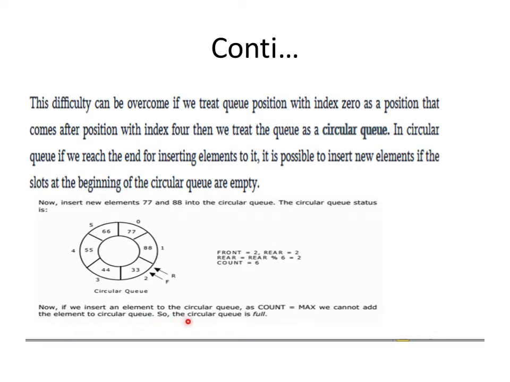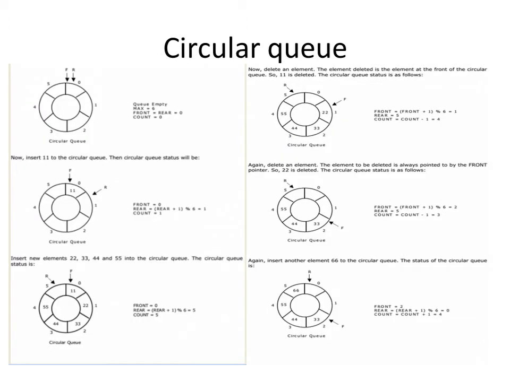Now if we insert an element into the circular queue when count equals max, we cannot add the element to the circular queue. So the circular queue is full. Here you can observe how it is shown.